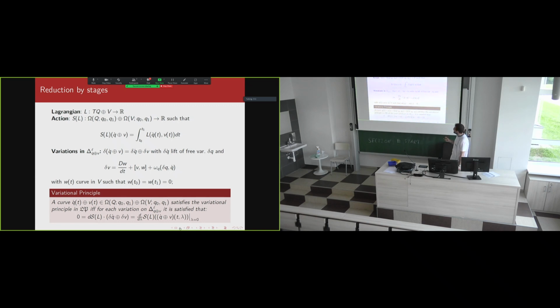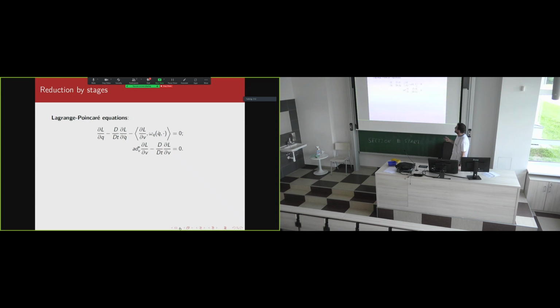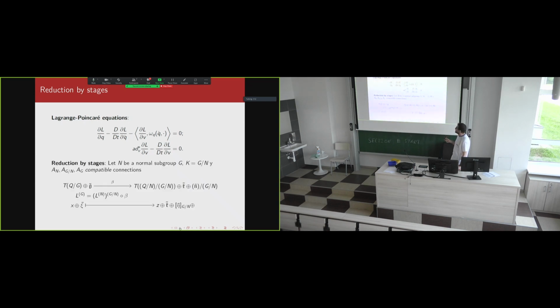So now if we consider these variations, since this has the same form, we can have a variational principle that is going to give, again, Lagrange Poincaré equations, just with the objects we had in the definition of our LP bundle. And why do they do that? Because now they can reduce by stages, since we don't escape the category.